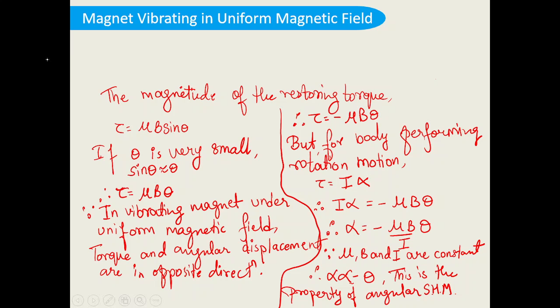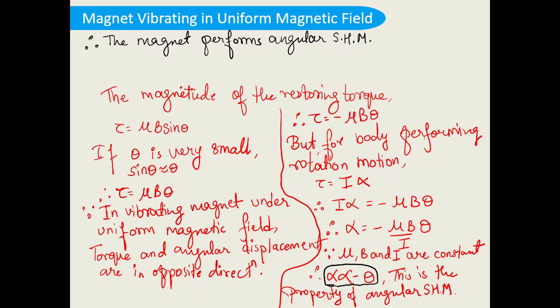Since this is the property of angular SHM, I can say therefore the magnet performs angular SHM. It was the question to prove that it is performing angular SHM, and we have proved it because alpha is directly proportional to minus theta.